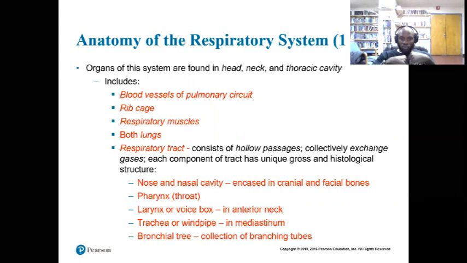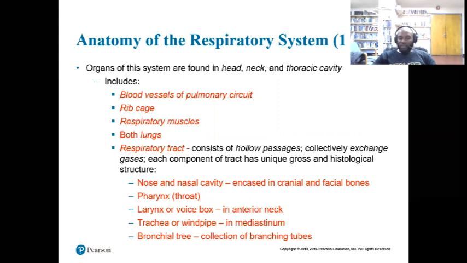But it's also going to include the blood vessels of the pulmonary circuit, bringing blood to the lungs and away from the lungs. The rib cage is going to play a role. That's going to play a huge role in our ability to breathe. The respiratory muscles. We're going to talk a lot about the diaphragm.